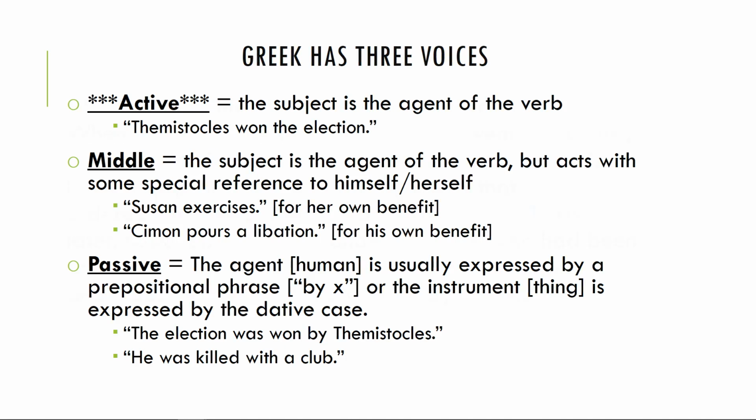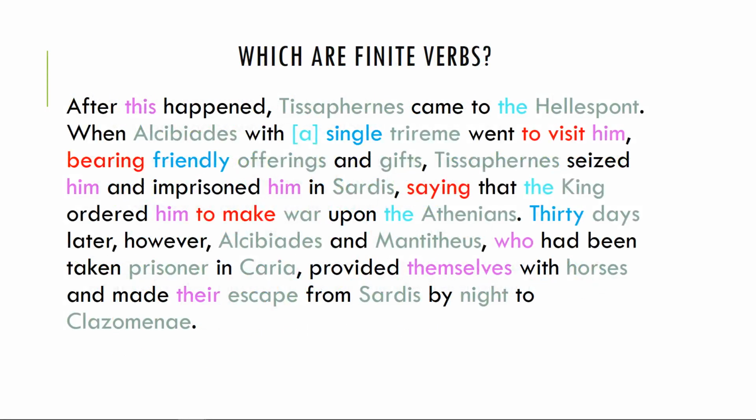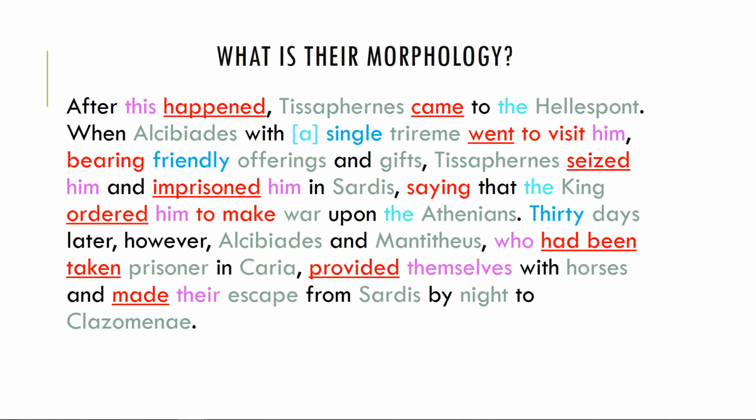So let's look at our passage again. Which are the finite verbs in this passage? Pull out all the other verbs in this passage. Okay, so we've got lots of them, right? They come in many different forms. So now what's the morphology of each one of them? Think about person, number, tense, mood, voice.